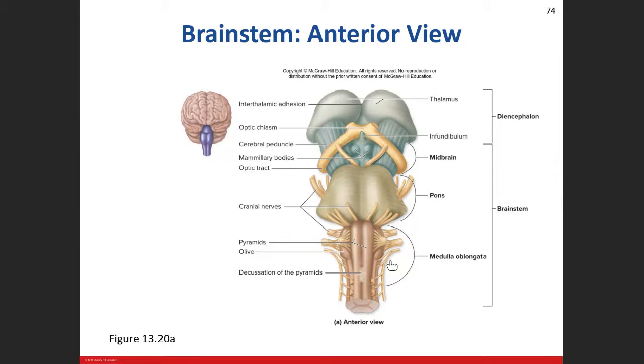It contains ascending and descending tracts. Ascending tracts are the tracts which bring the information up, and descending tracts are the tracts which take the command down, and we can see both of them in the brainstem. It contains autonomic nuclei, nuclei for cranial nerves, and also some reflex centers are located in this region. The brainstem is divided into three parts: the midbrain, pons, and medulla oblongata. These are the three parts of the brainstem.